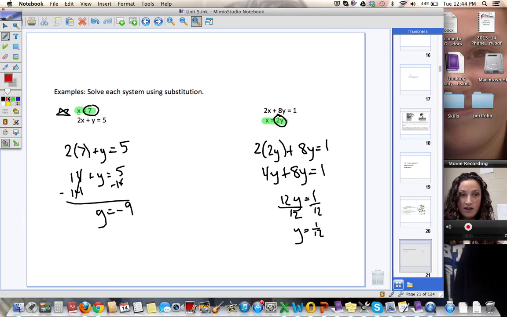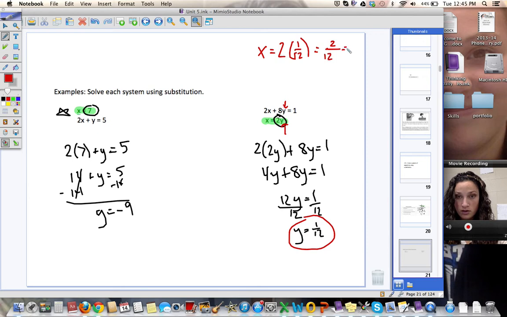Now that I have that y value, I plug this y value, that 1/12, back into one of these equations. So I could plug it in right there, but to me it looks easier just to plug it in right there. So I'm going to do that up here. So now I'm going to have x equals 2 times 1/12, which is 2 over 12, which is 1/6. So x is 1/6, y is 1/12.